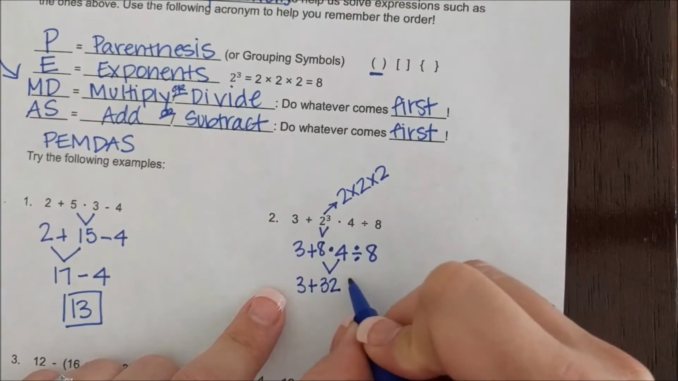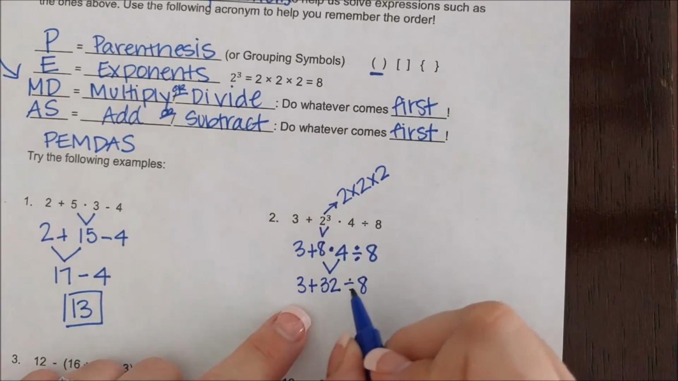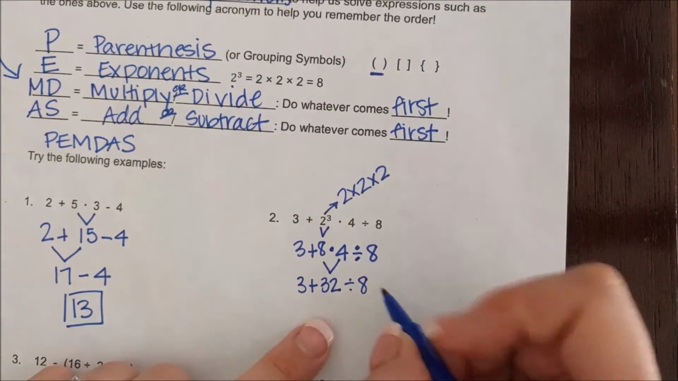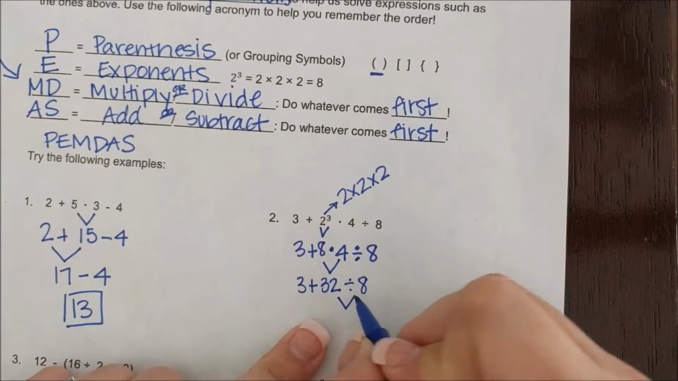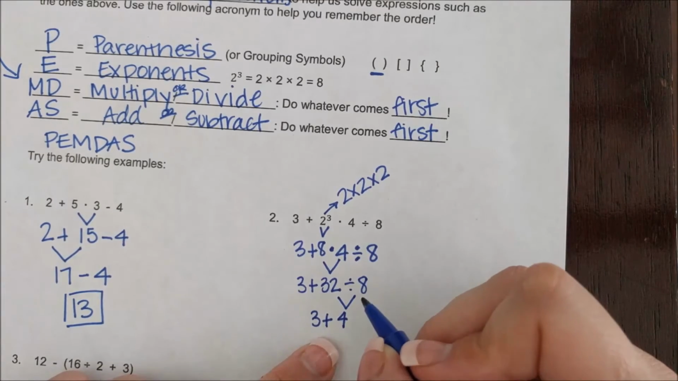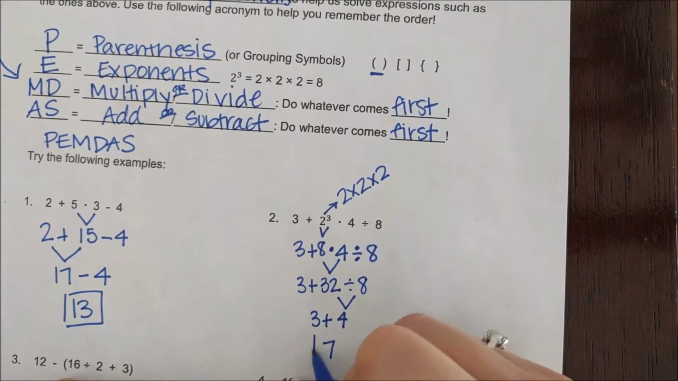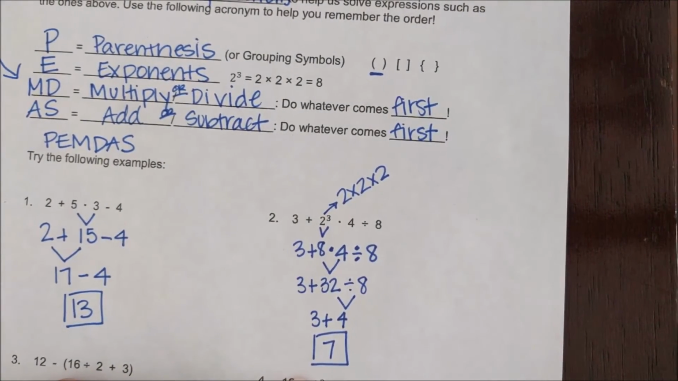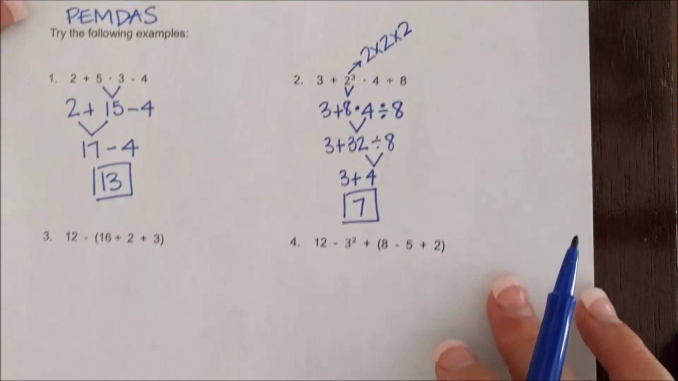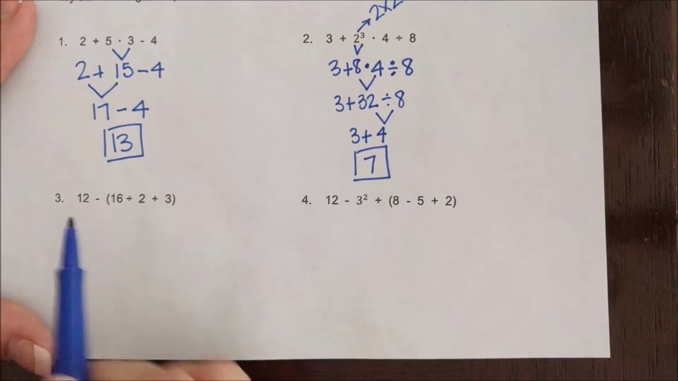I'm going to copy everything back down. So here's my new expression. Now I'm going to do my division. Okay, 32 divided by 8 is 4. Copy down. And 3 plus 4 is 7. So there's your final answer. All right, let's move to number 3.